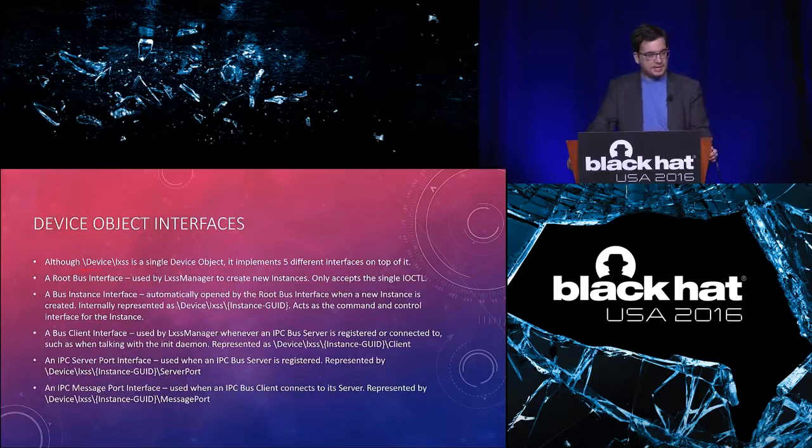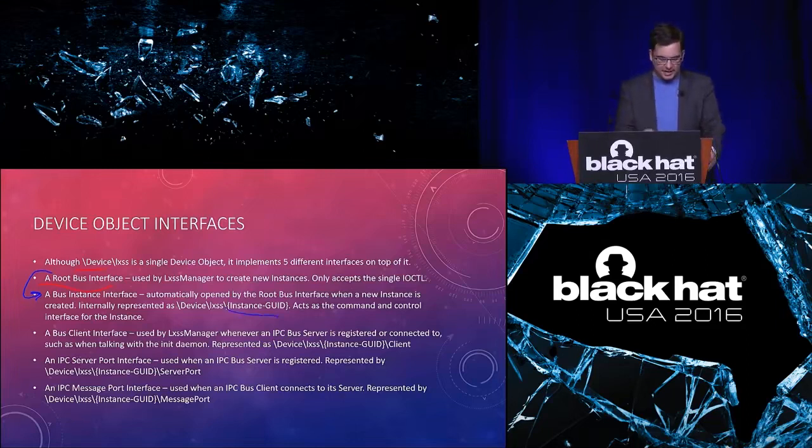When this thing starts up, it creates this \Device\LXSS device object. On top of this device object, you have five different interfaces. You have a root bus interface, and this is how the Linux manager service creates new instances. Once you have an instance, you then get a device or file object for the bus instance interface. Every instance has a GUID, so you now have a file object inside of this namespace to talk specifically to that instance. And an instance is basically just a Linux session.